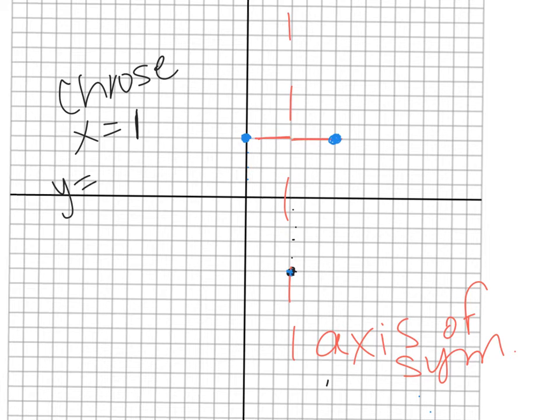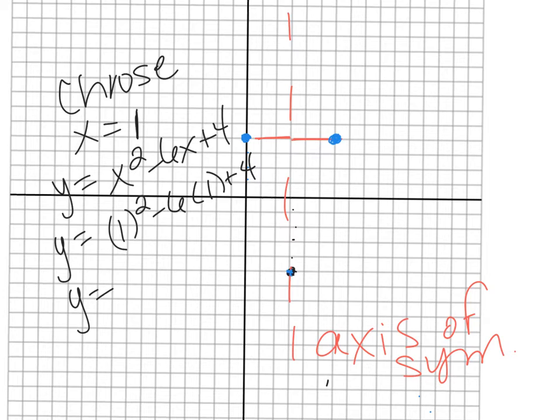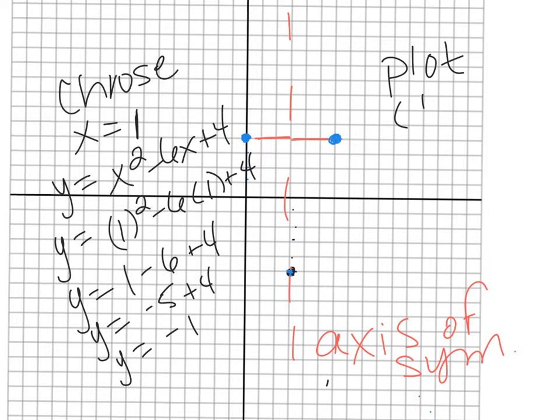Well, I'm going to write down my equation again, minus 6x plus 4. So if I'm saying x is 1, I'm going to put a 1 in for x and solve for y. 1 squared is 1, 6 times 1, -6, plus 4. 1 minus 6 is -5, plus 4. Y equals -1. So my other point I'm going to plot is (1, -1). That is a point on that parabola.